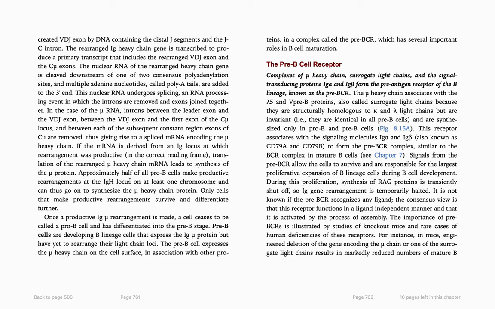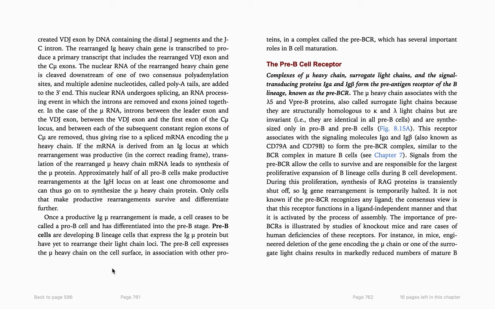proteins. Approximately half of all pro-B cells make a productive rearrangement at the IGH locus on at least one chromosome and can thus go on to synthesize mu heavy chain proteins. Only cells that make a productive rearrangement survive and differentiate further. Once a productive Ig mu rearrangement is made, a cell ceases to be called a pro-B cell and has differentiated into the pre-B stage. Pre-B cells are developing B lineage cells that express the Ig mu protein but have yet to rearrange their light chain locus.